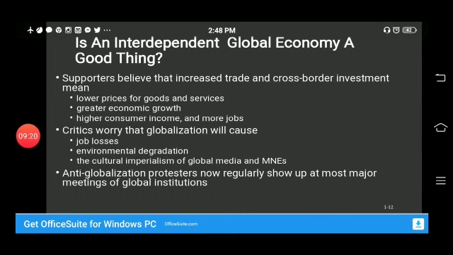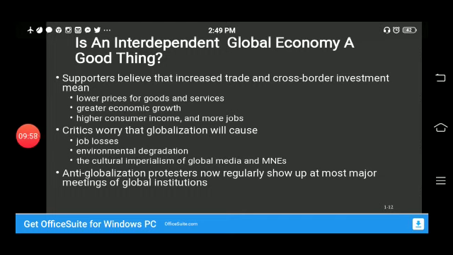Is an interdependent global economy a good thing? We have been talking so far about the benefits of globalization, but some people worry that the shift towards a more integrated and interdependent global economy is not necessarily a good thing. Critics worry, for example, that globalization will cause job losses, damage the environment, and create cultural imperialism. Supporters, however, argue that globalization means lower prices, more economic growth, and more jobs.